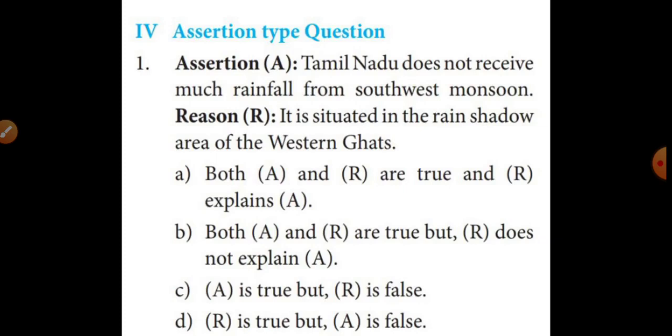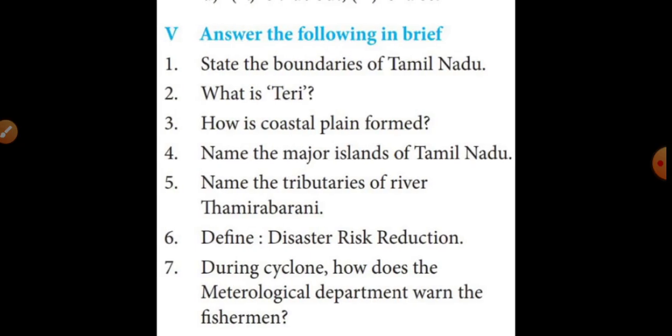Okay. Then answer the following questions. The first 4 question answers I already gave. Then the first 5 question answers I gave. Then the 6th question, define disaster risk reduction. Page number 211, under the heading Natural disasters in Tamil Nadu, the first paragraph, from 'A sudden natural' onward.